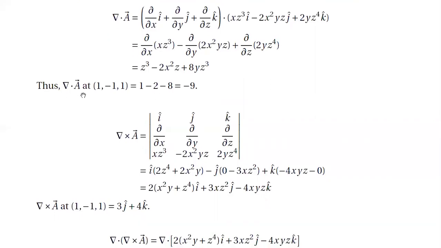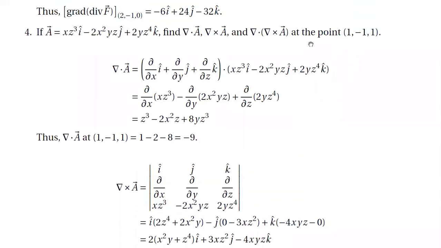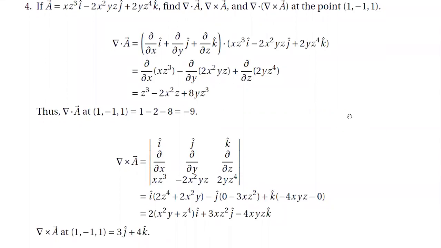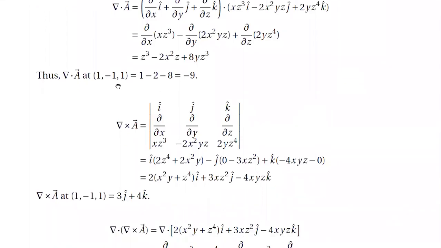So del dot vector A at the point (1, -1, 1). They have asked you to calculate the values of all these three things at this given point. So at the point (1, -1, 1), put the value of x as 1, y as -1 and z as +1 here. So if you calculate, you get -9.